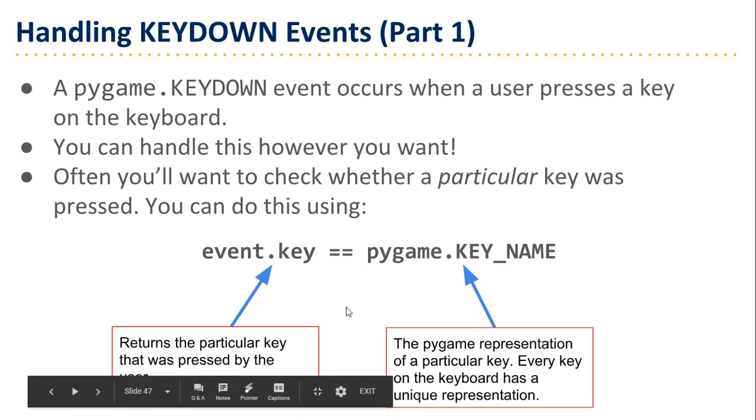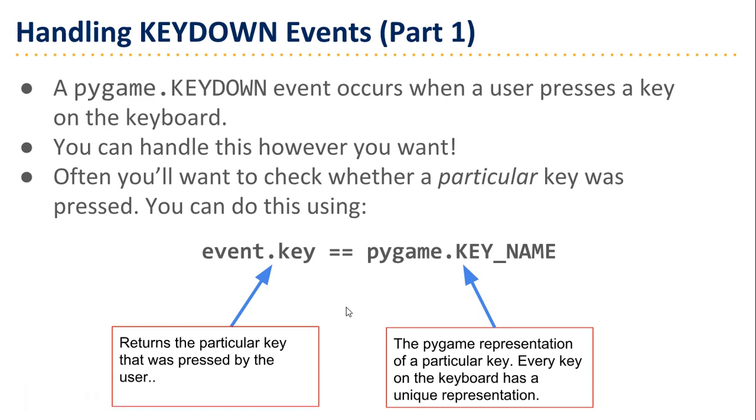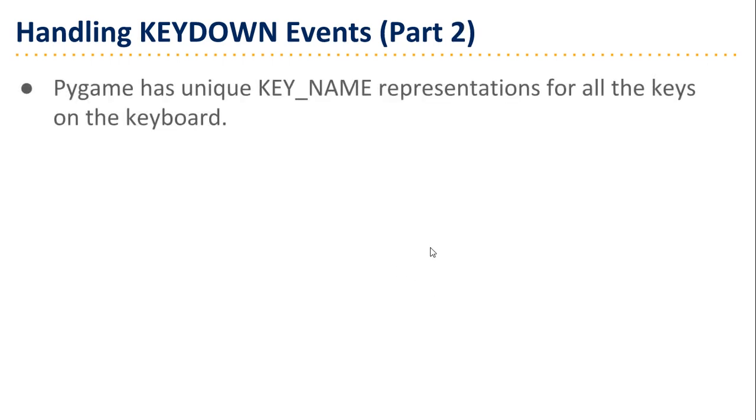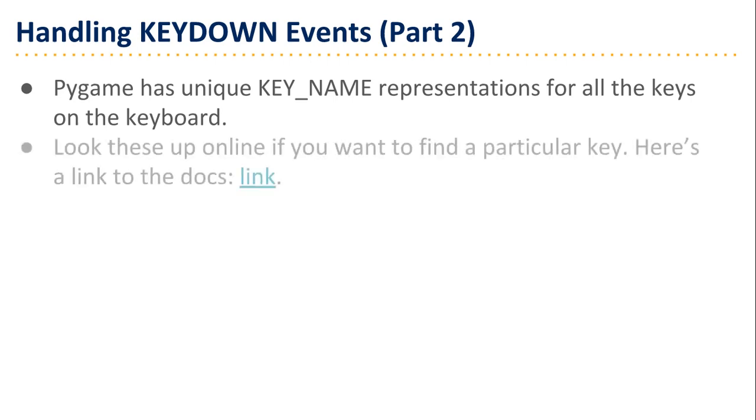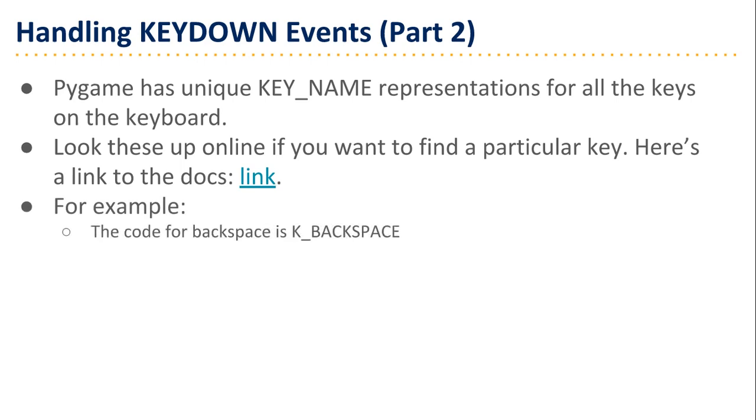We might have a whole sequence of checks where we check whether a key equals a particular key name, and if it does, then we handle it in some particular way. So a little bit more about these key names. Again, Pygame has a unique key name representation for every key on the keyboard, and even some that you probably don't have on your keyboard. And you can just look these up online if you want to find one for a particular key. There's a link to the docs. But let's look at a couple examples.